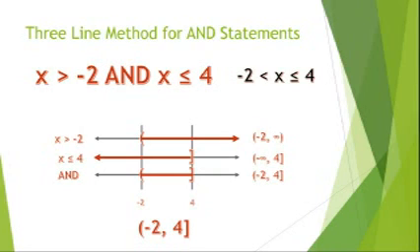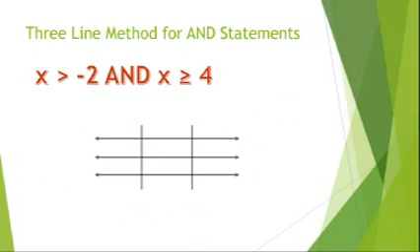Notice in this case we had the AND statement with the inequalities going in opposite directions, and there was an overlapping. In our next example, we have x greater than -2 and x greater than or equal to 4. Again, we're going to go ahead and label our vertical lines -2 and 4, and take a look at our first inequality on the first line.